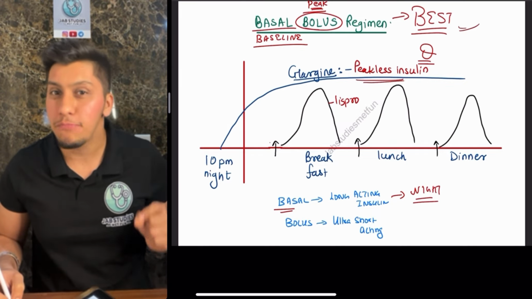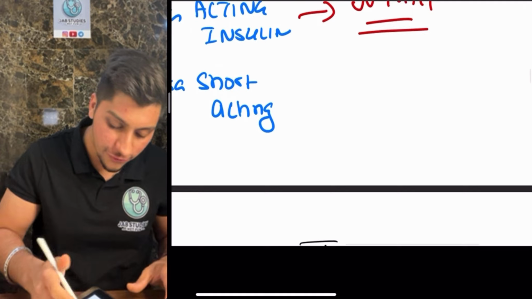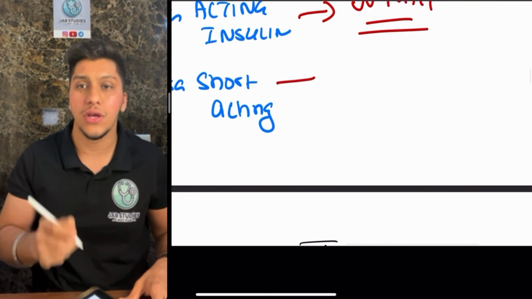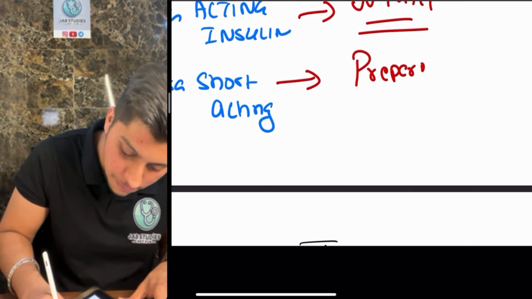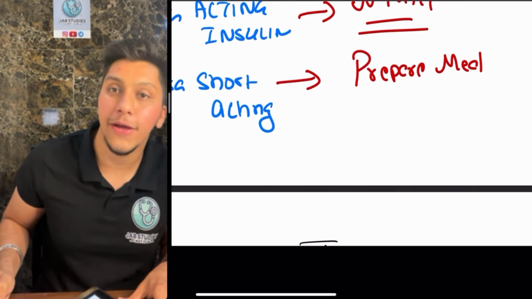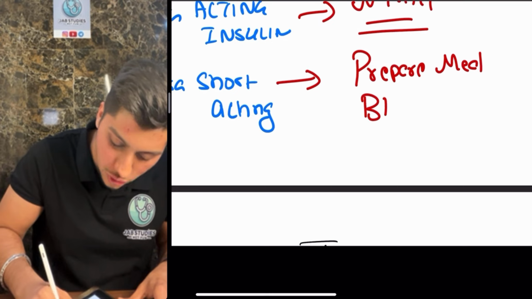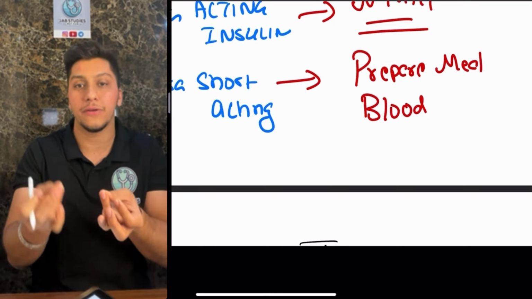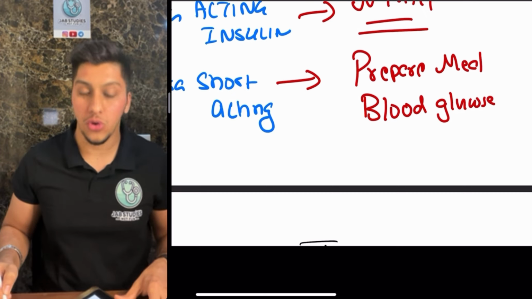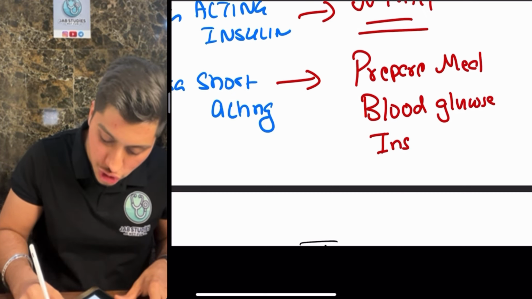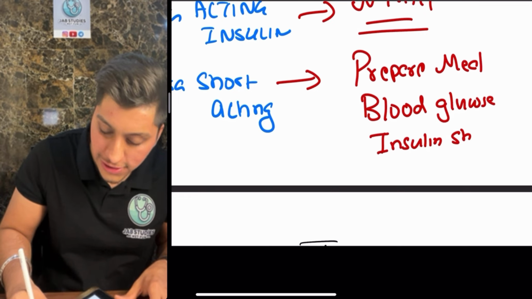When are you going to give the bolus? First of all, let's talk about breakfast. What you are going to ask the patient is, prepare your meal first, okay? Then you do your blood glucose test, okay? Using the glucometer, take a prick and check the blood glucose. After the blood glucose, take your insulin shot. So you checked it, okay? Then you take your insulin shot.